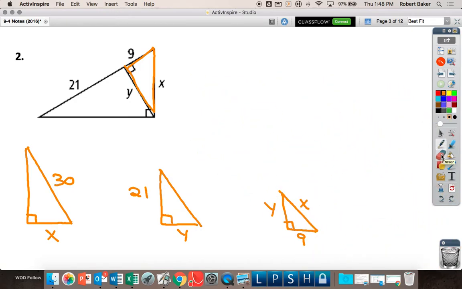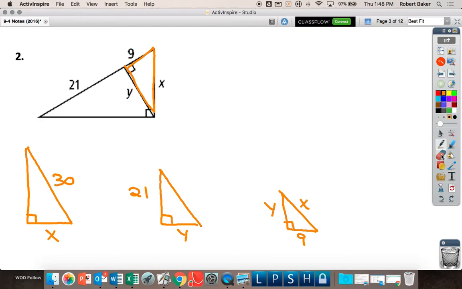Okay, there we are. This is where it gets weird. You have to figure out what proportion you want to set up to solve. You've got to narrow it down. X or Y first? X. So we're going to try and solve for X.